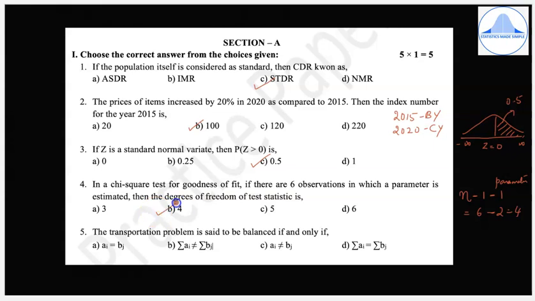The option is B. The transportation problem is said to be balanced if and only if summation AI is equal to summation BJ.